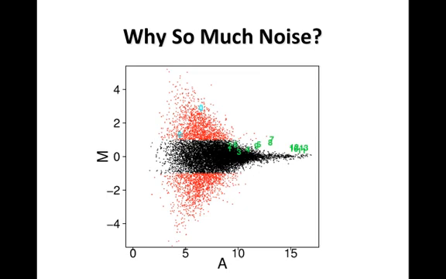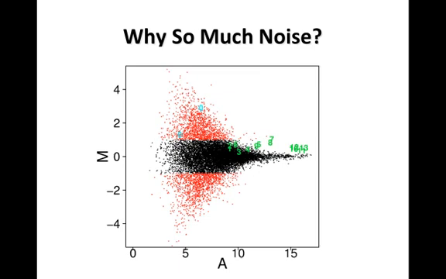And this is an MA plot comparing two samples that are basically technical replicates. With the exception of 16 genes, these are technical replicates. So in principle, all these points should be at 0. There should be no differences, but we see hundreds of points outside of the fold change 1 region.